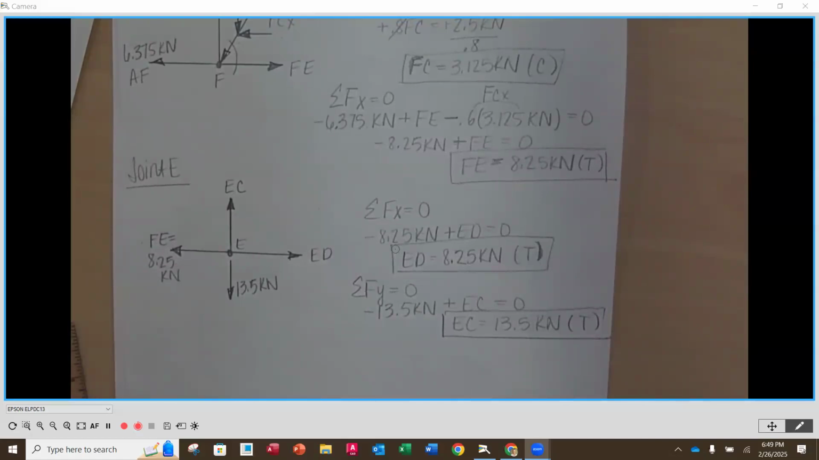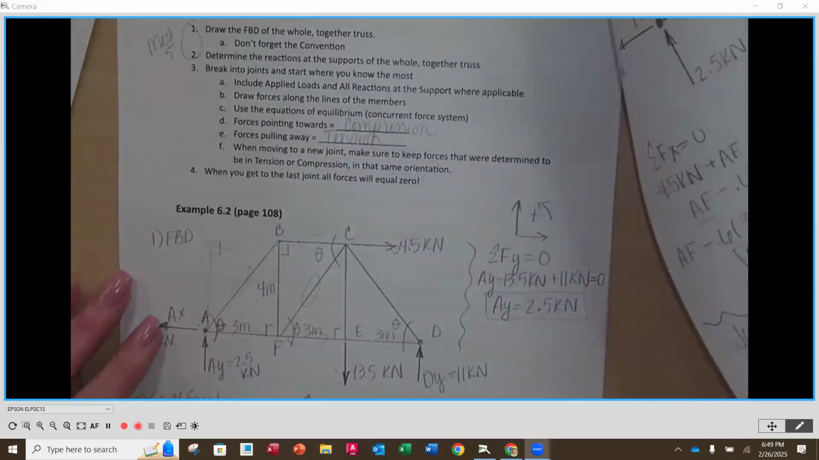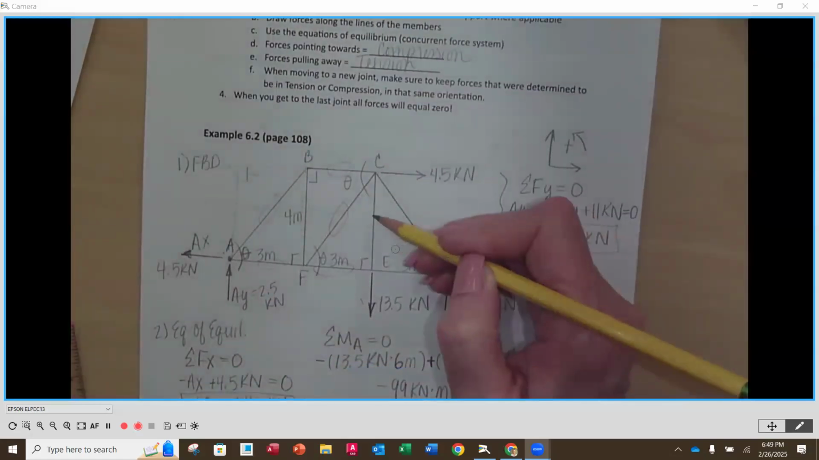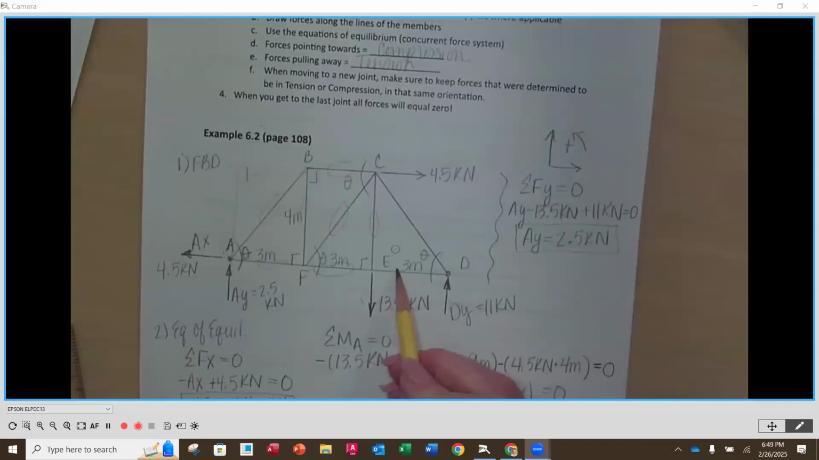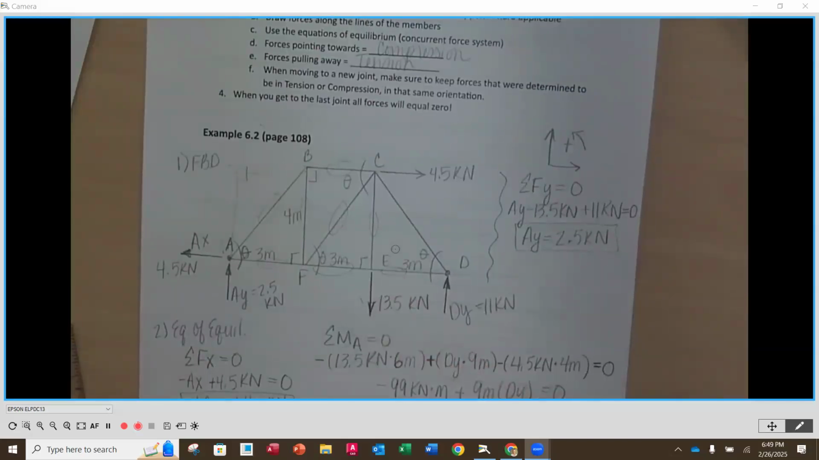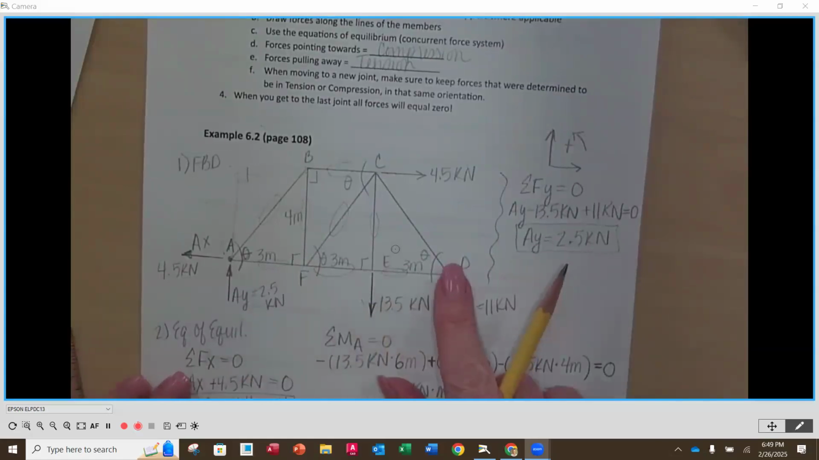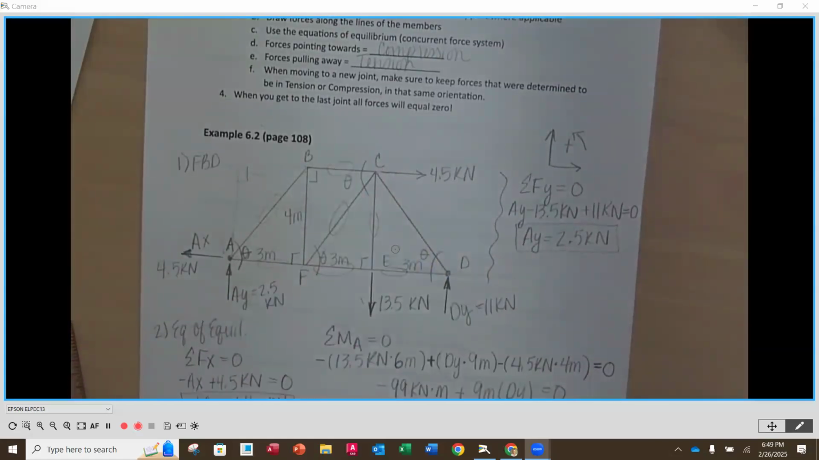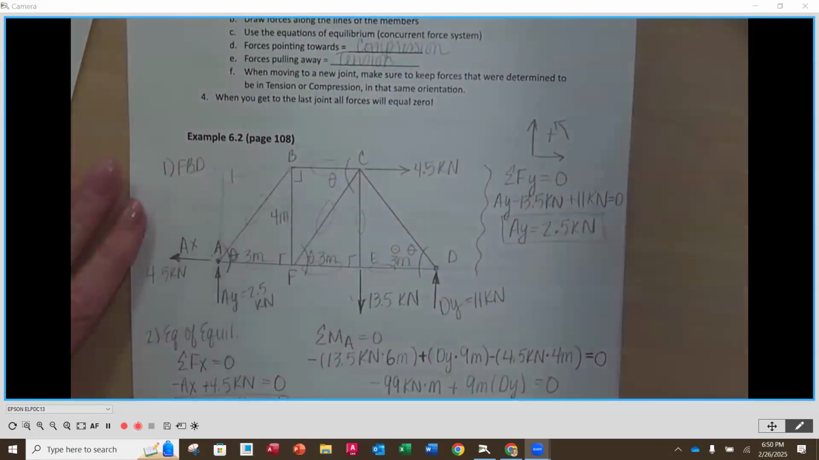I know, so good. So if we look back, let's see what we do know. We know E to C, we know D to E. We could go to D or C. I'm going to say we're going to go to C, and we're going to save D for the end, okay? So we've got 2 more joints to do. So we're going to go up to joint C.